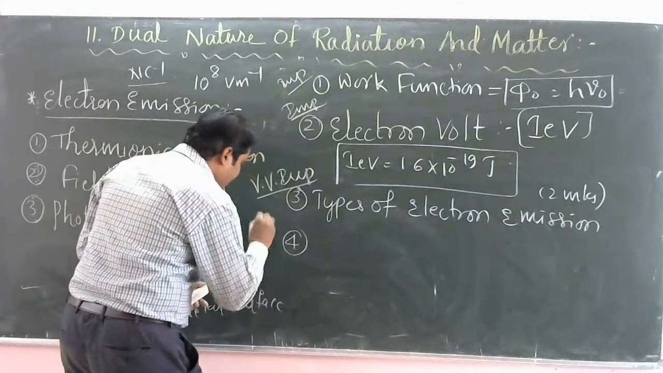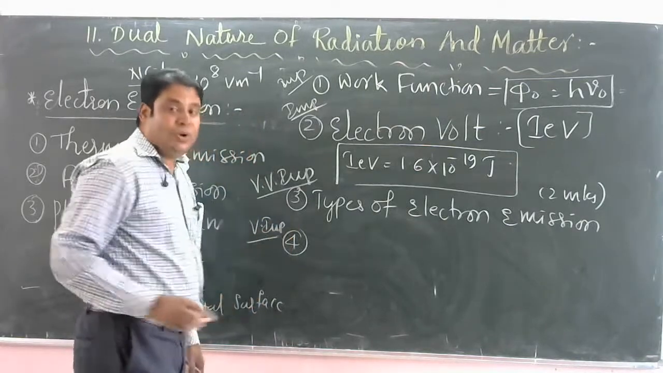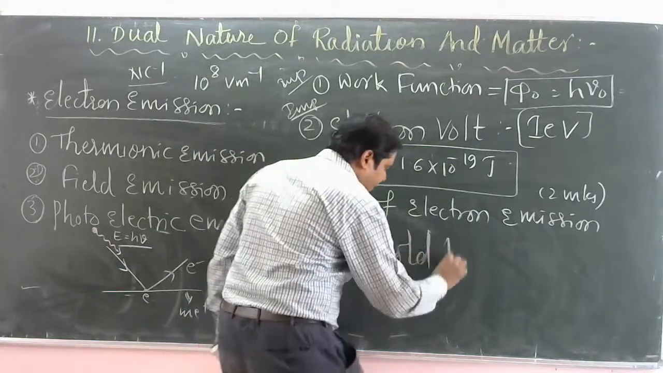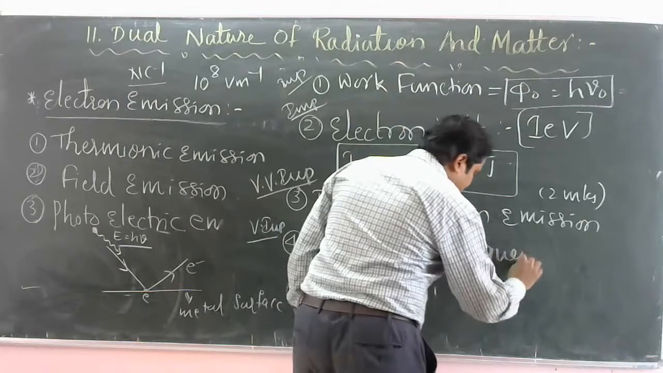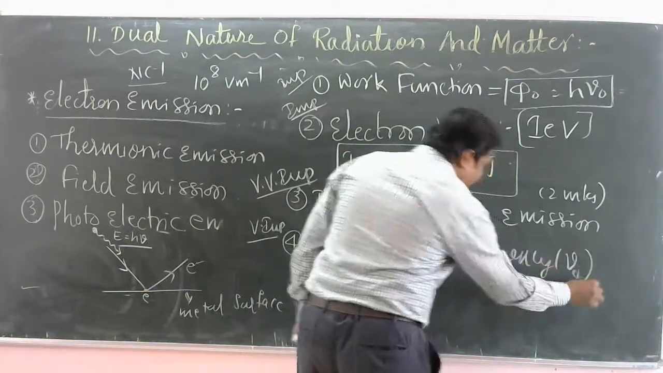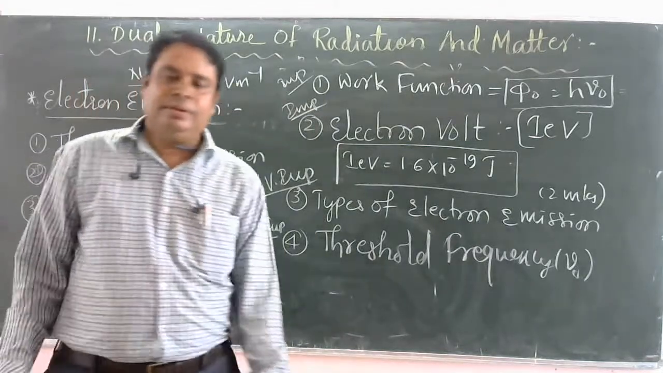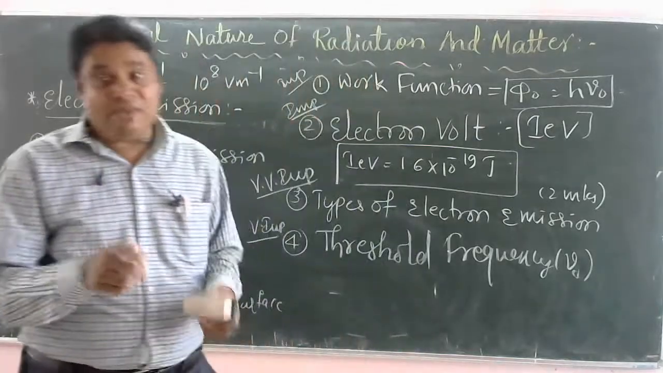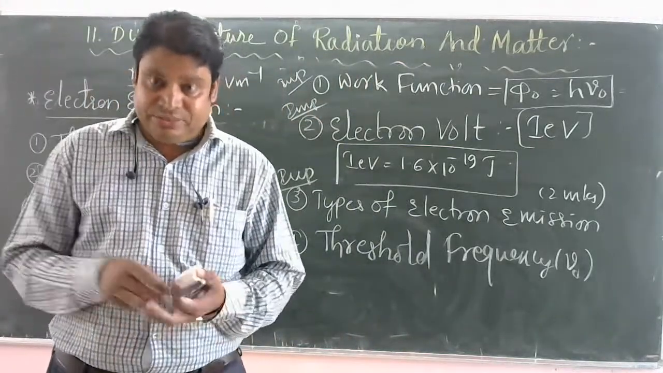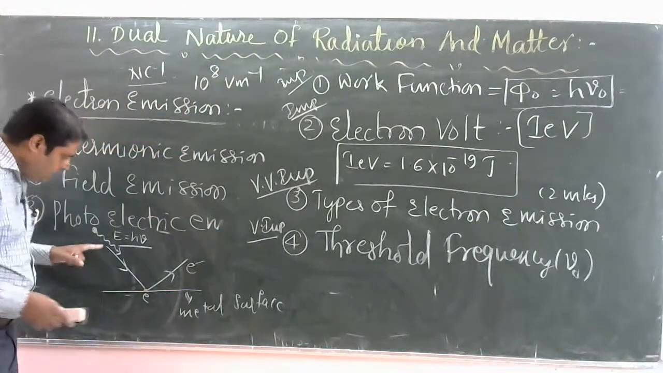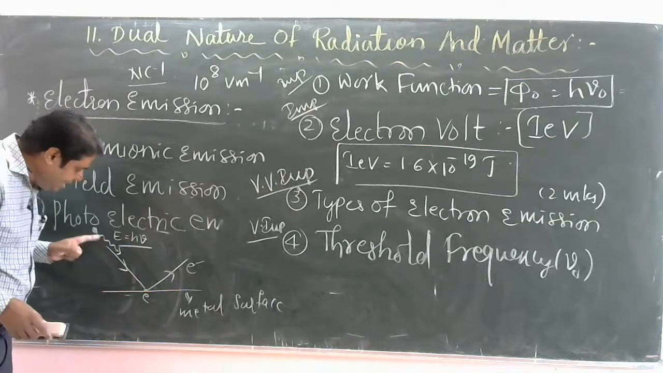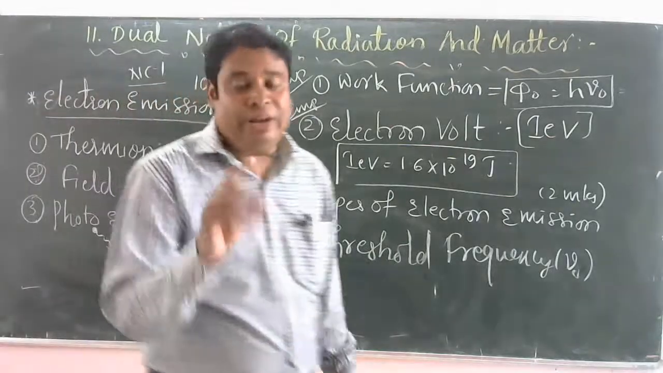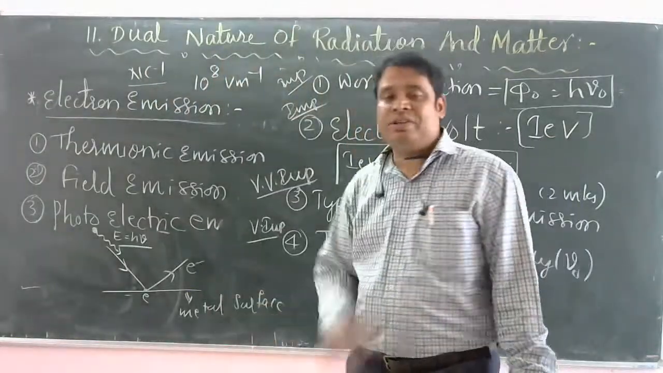threshold frequency, nu naught. What is threshold frequency? It's a frequency of incident radiation on a metal surface below which no photoelectron is liberated. Below which no electron is liberated.